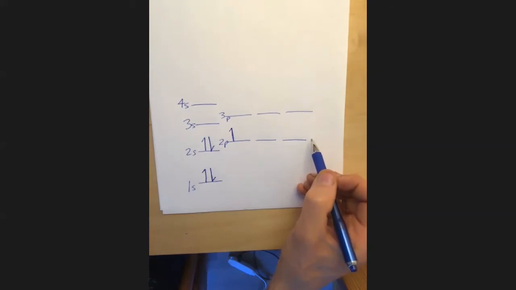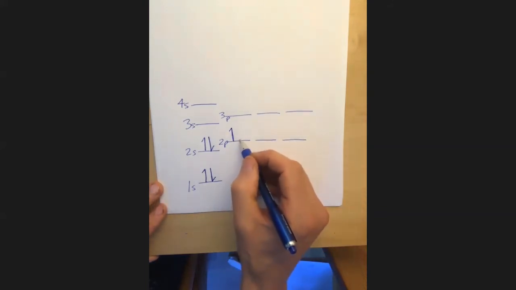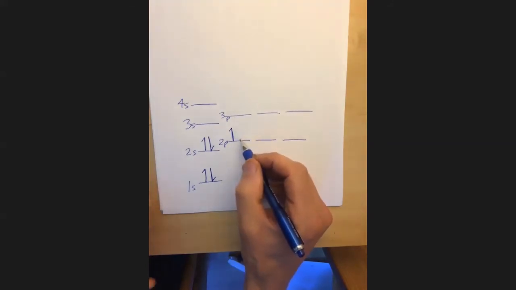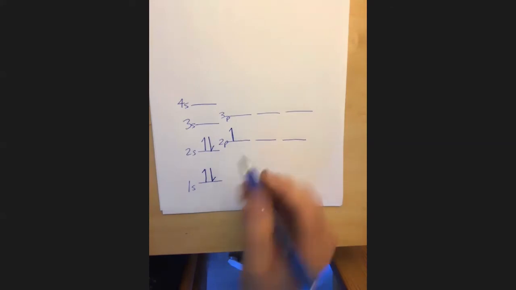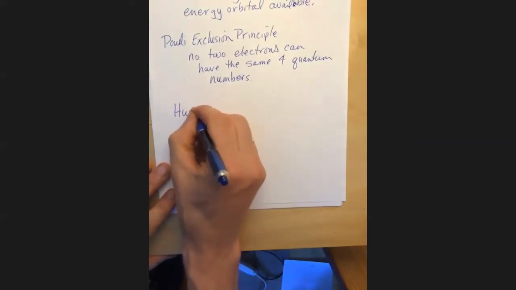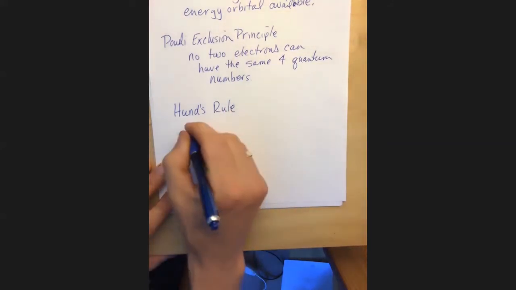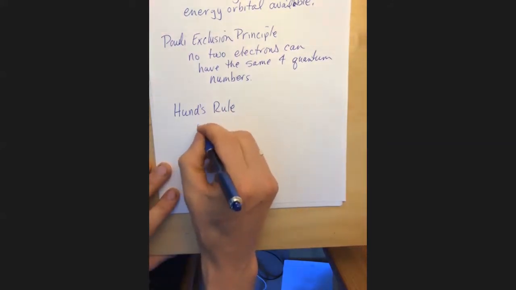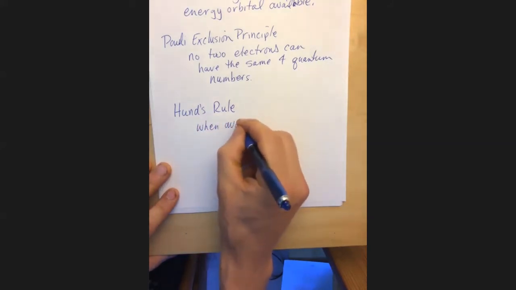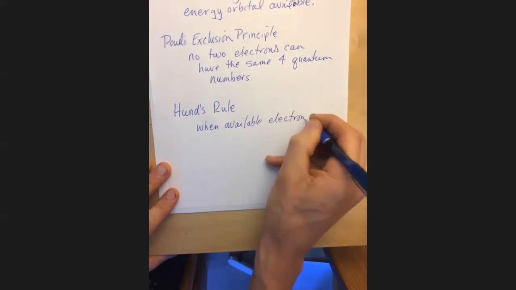Pauli exclusion principle says no 2 electrons can have the same 4 quantum numbers. So I guess that would mean that I can't put it pointing up in this orbital, right? And then the 3rd rule is Hund's rule, and that becomes useful at this point. It's one of Hund's rules. And Hund's rule says, basically, when available, the electrons go into empty orbitals.